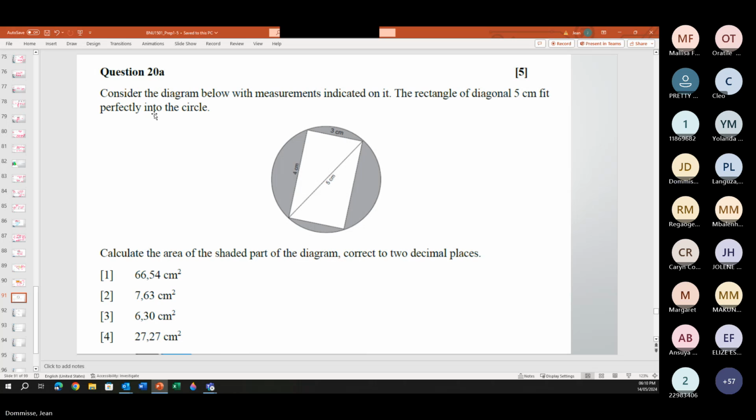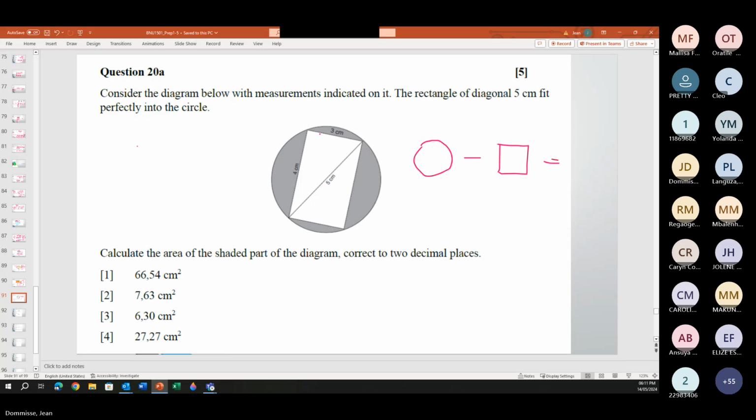Okay, so let's look at what they ask us in this one. Consider the diagram below with measurements indicated on it. The rectangle of diagonal 5 centimeters fits perfectly into the circle. Calculate the area of the shaded. So we now need to get to the gray area, which is basically working out the circle minus this rectangle.